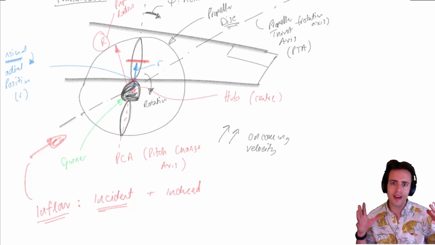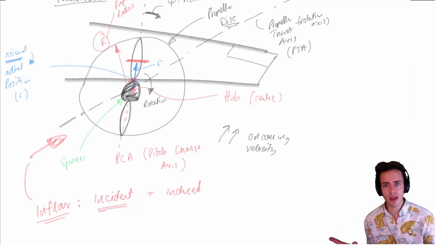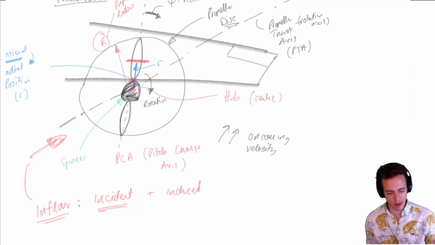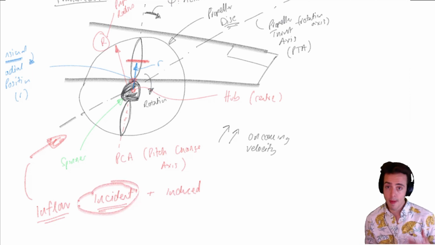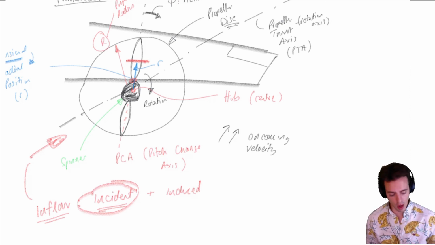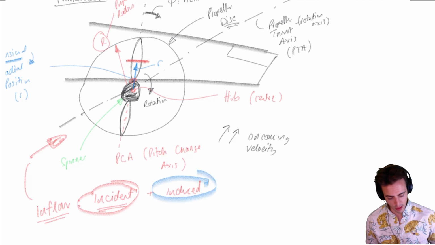So if we were just, say, traveling at some flight speed and there was a combination of flow field around the aircraft, this would give us the incident velocity. The propeller itself causes an acceleration. That's what happens, that's how it works. And that gives us the induced velocity. So we add these two together and we get the inflow.